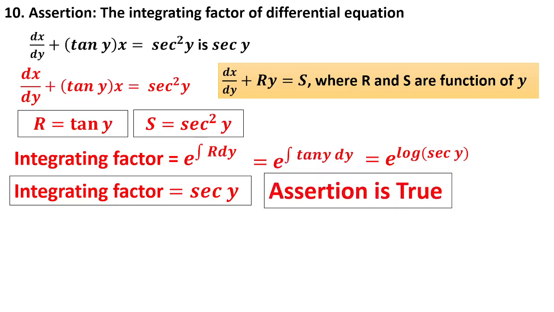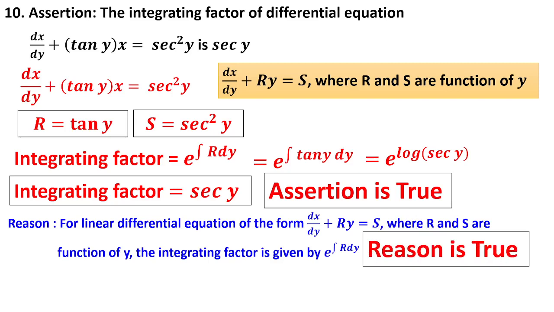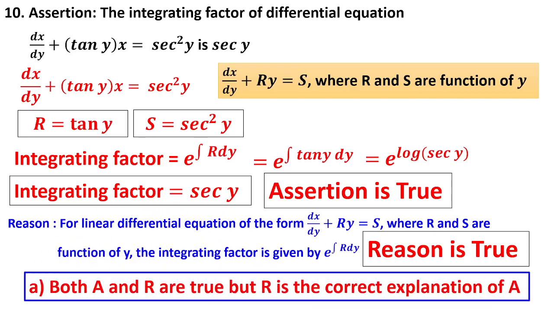It is given already there, it is secant y. Therefore, the assertion is true. What is the reason given? For a linear differential equation dx by dy plus r x is equal to s, where r and s are functions of y, integrating factor is e power integral r dy. Perfect. It is also true. Sometimes in some questions, the reason given will help you to do the calculations or the working of the assertion. Over here it happened actually. Therefore, both reason and assertion are true. The reason is used by us to prove the assertion. Therefore, both A and R are true, and R is the correct explanation of A.